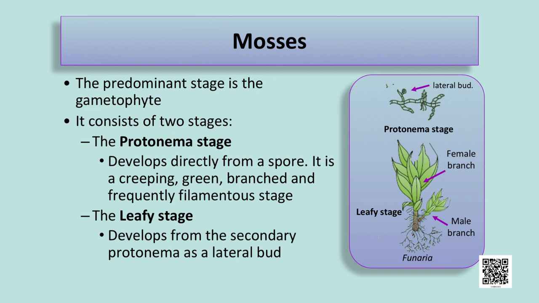It is a creeping, green, branched and filamentous stage, just like branched filamentous algae. Some scientists consider that this stage is evidence for the algal ancestors of bryophytes. The second stage is the leafy stage. The leafy stage develops from the secondary protonema as the lateral bud as shown in the diagram.